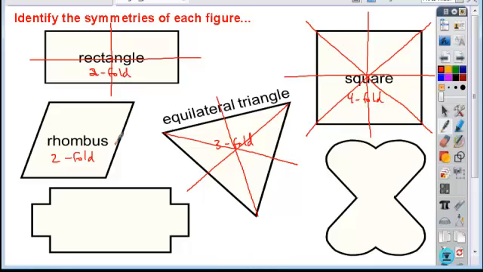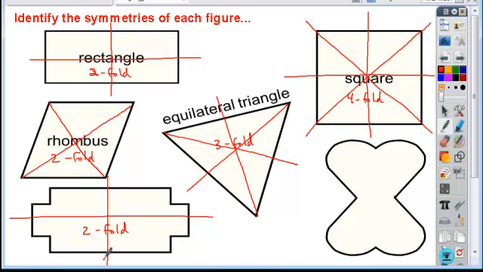And what about this figure here? Rotational symmetry is twofold, reflective, horizontal, vertical, and then finally this last shape, also twofold, vertical line, horizontal line.